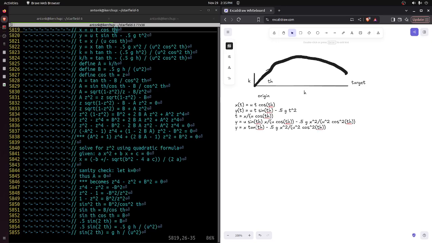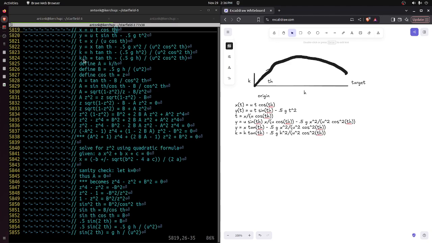Okay, so we can replace y and x with k and h. So y was k, k equals h tan theta minus 1/2 g h squared divided by u squared cosine squared theta. Okay, so now we're over here.